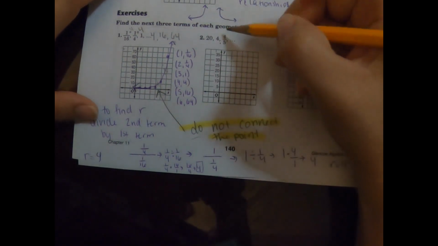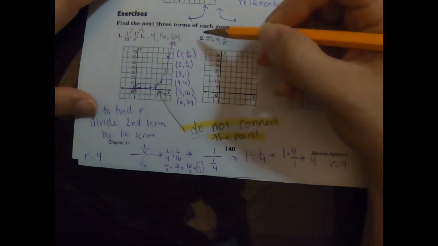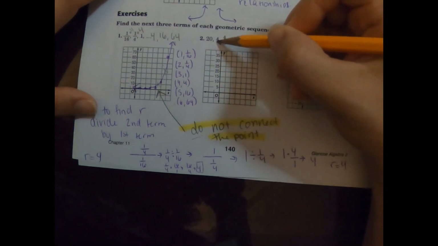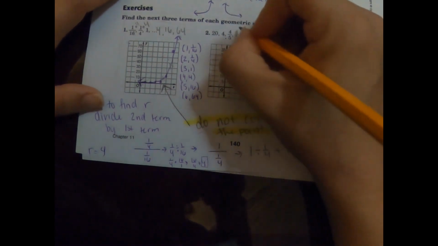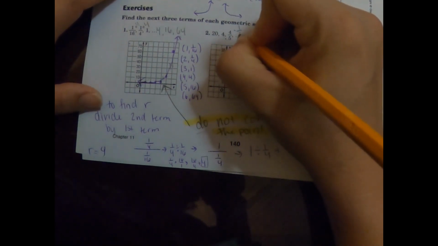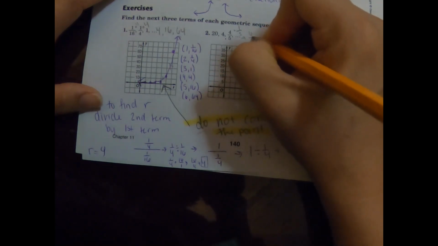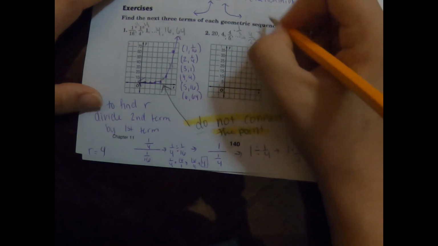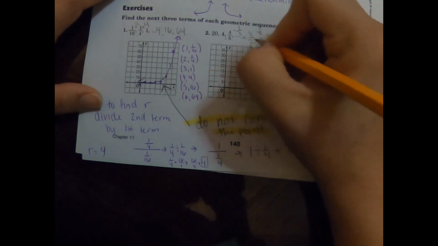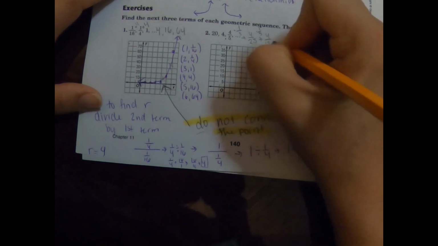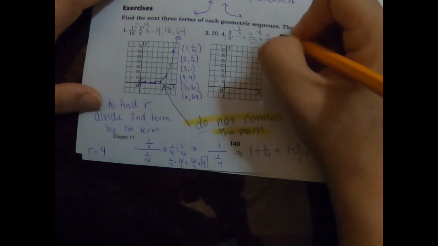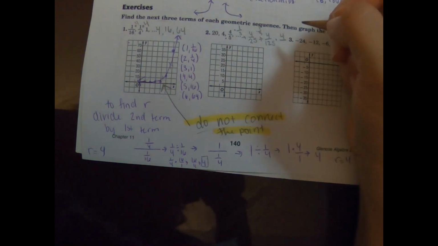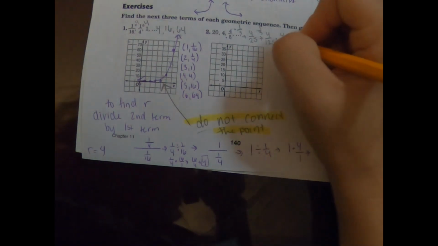On the next one, the common ratio is actually 1/5 because 20 times 1/5 is 4, and 4 times 1/5 is 4/5. So you're going to multiply by 1/5 here to get 4 over 25, and then you multiply by 1/5 again to get 4 over 125, and then you multiply by 1/5 again to get 4 over, what is that, 625? Yes.